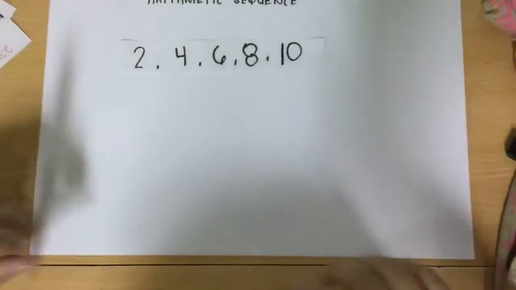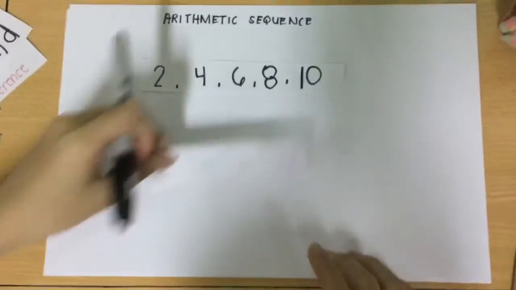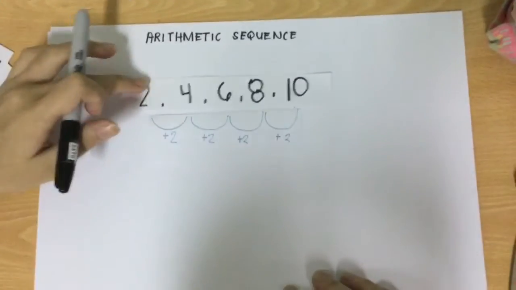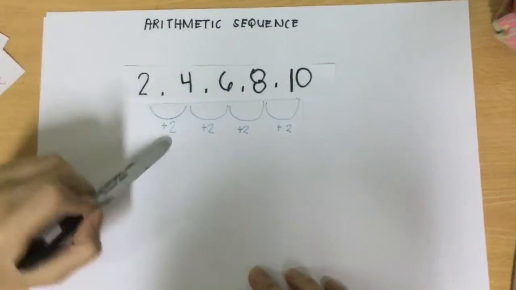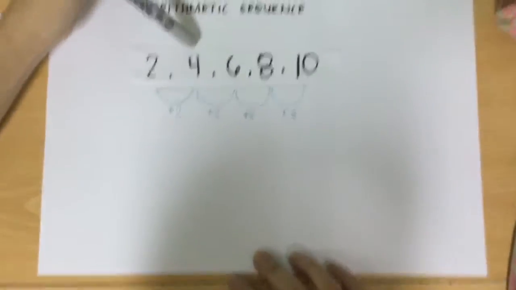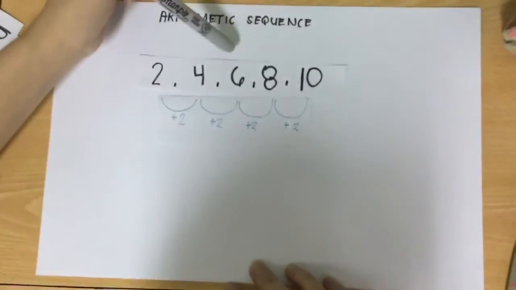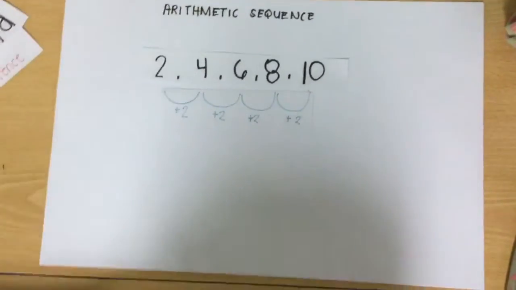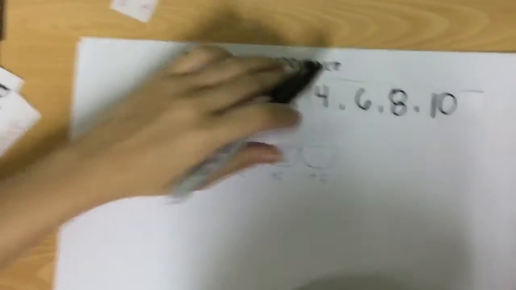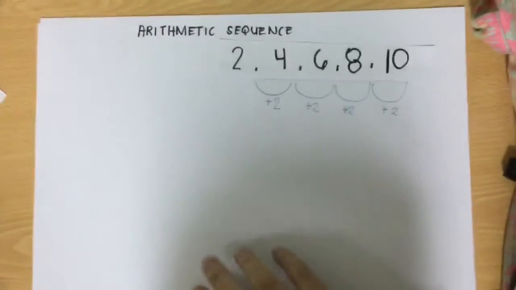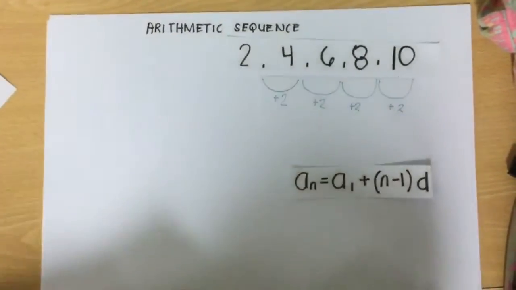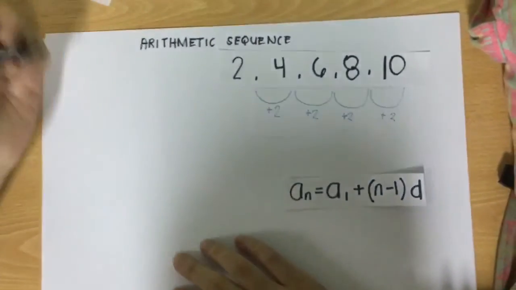Here is an example of an arithmetic sequence. This is an arithmetic sequence because the difference between 2 and 4 is positive 2. The difference between 4 and 6 is also positive 2. The difference between 6 and 8 is also positive 2, so on and so forth. Setting this aside, we can use our formula to now solve a basic equation.